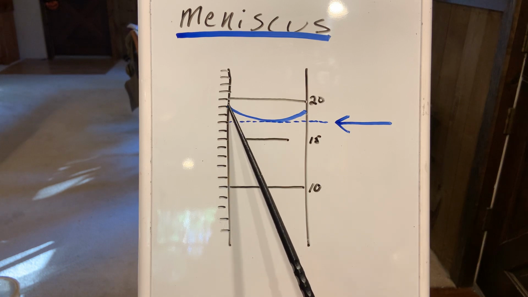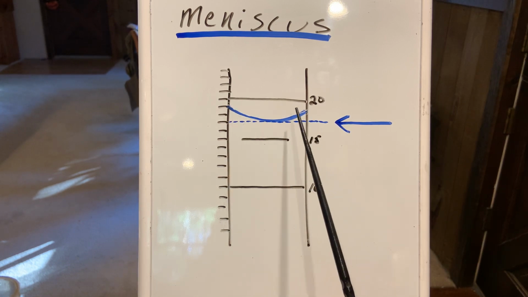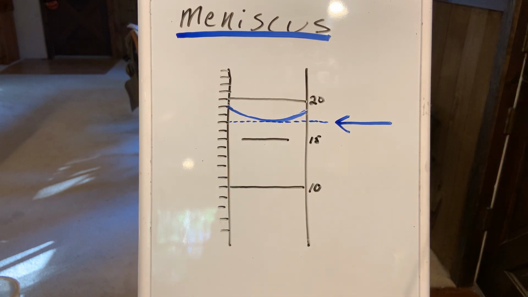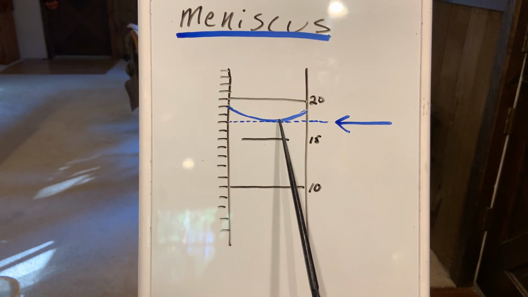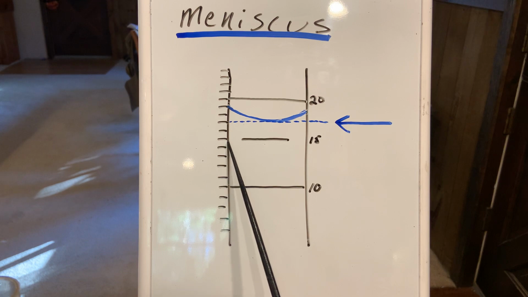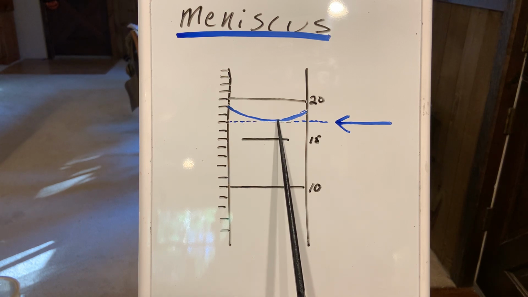Okay, so you're going to have this kind of belly in the water when you read it. This is called the meniscus, and it always looks like this. Now, when we read the meniscus, we want to read the bottom. So in this case, these are graduated by ones. Okay, so this would be 11, 12, 13, 14, and 15, 16. How we would read this measurement is we would say that this one measures 17 milliliters right here.